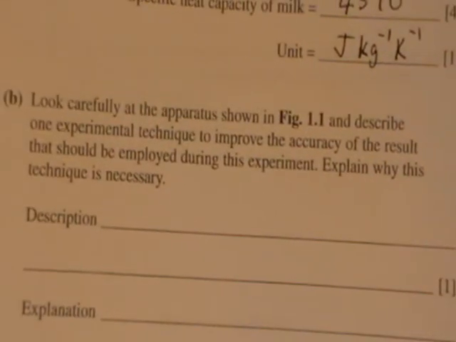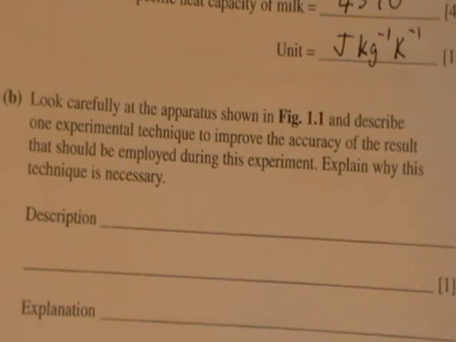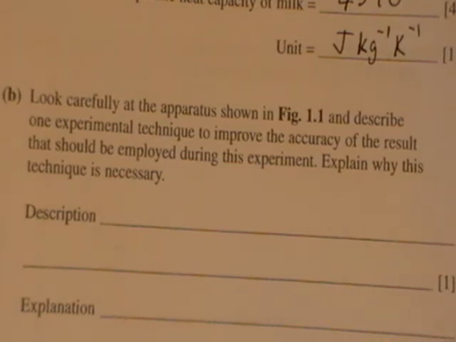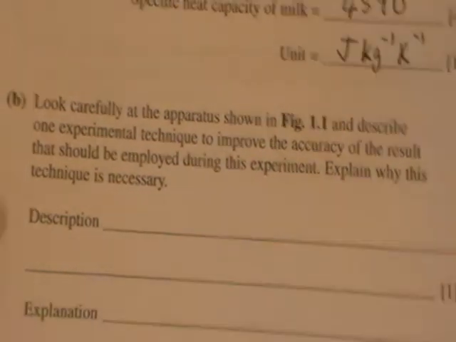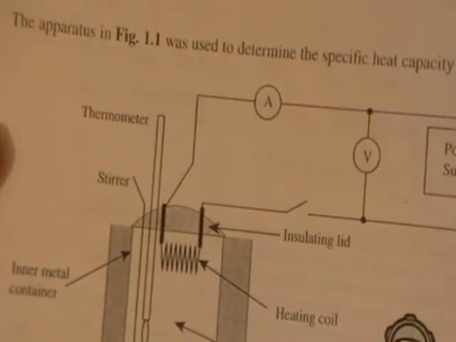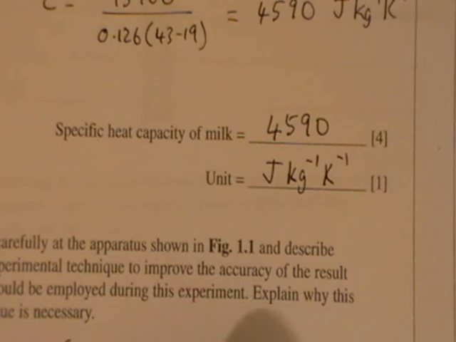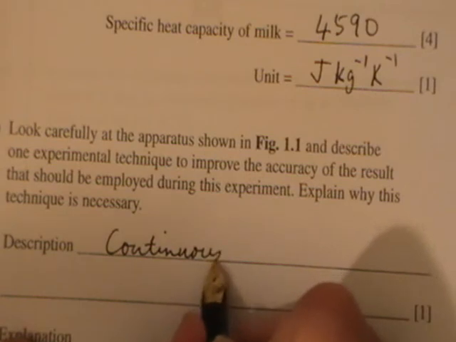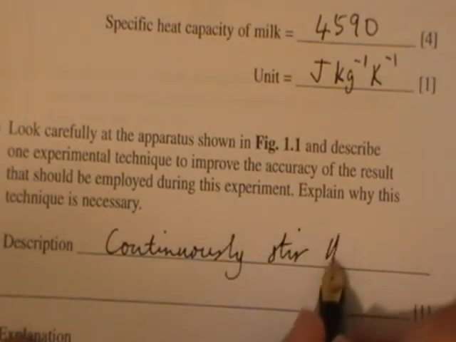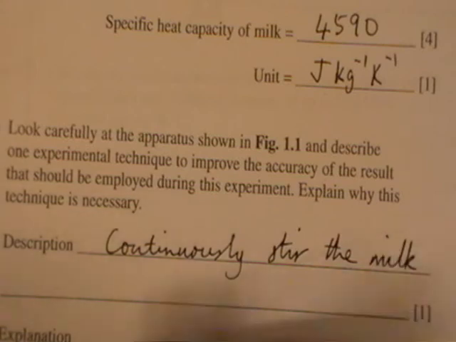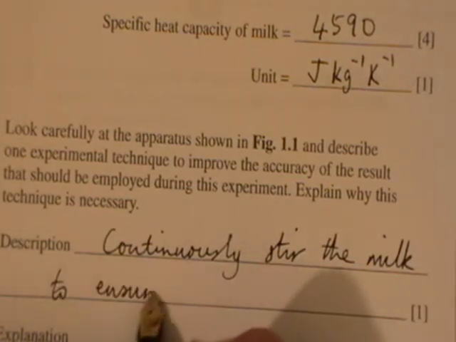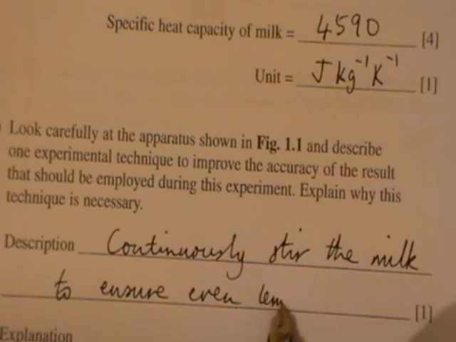It then says, look carefully at the apparatus and describe one experimental technique to improve the accuracy of the results that should be employed during this. Well, if you look at the apparatus, one of the things that should be done is that we should stir the milk continuously, to ensure even temperature distribution.